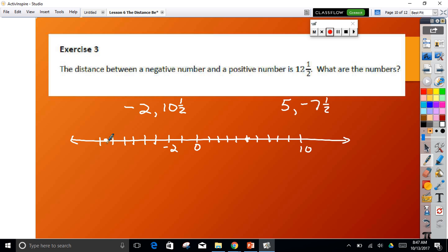All right, one more. Pat, what did you have? I had -12.5 and 0. Okay, -12.5 and 0. That's a great one. That, of course, would work.